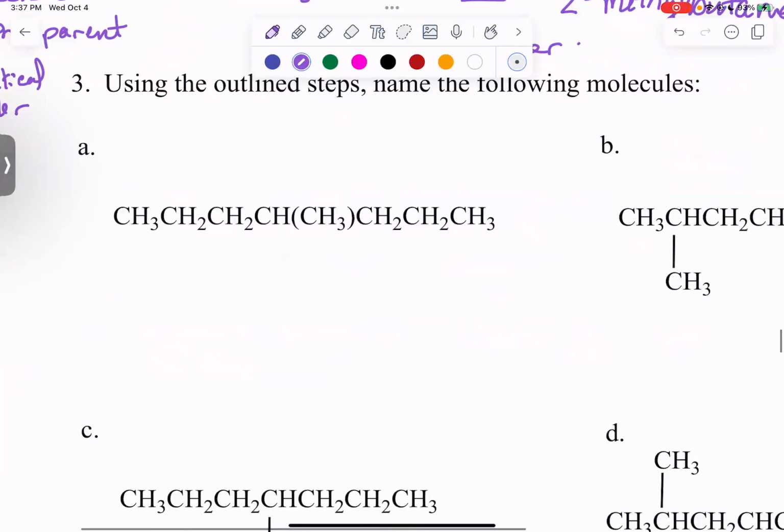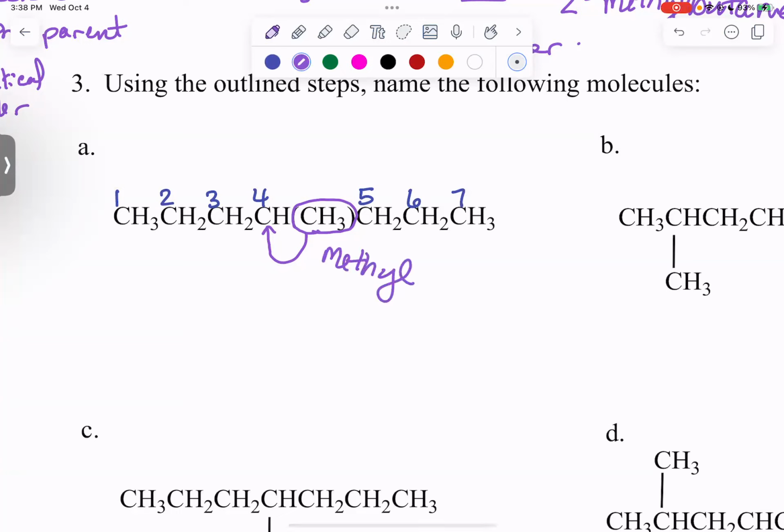All right, let's name some more. Remember when we talked about things in parentheses? What does that mean? That means that what's in the parentheses is actually attached to the previous carbon. So now let me number my carbons. I don't know which way I want to go, so let me try two different ways. Let me go 1, 2, 3, 4. That's a substituent, so I'm not going to number it. 5, 6, 7. I could name my substituent. That's a methyl. So using this number system, this would be a 2-methyl.